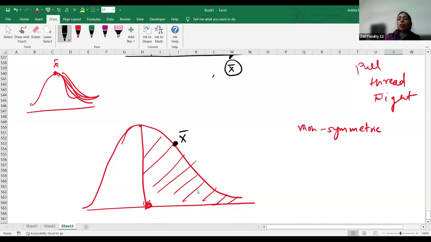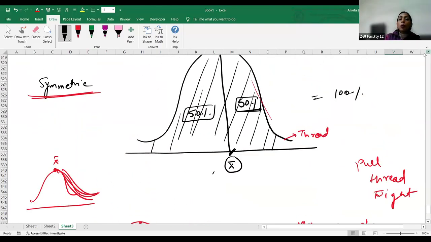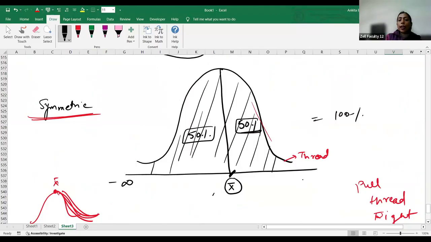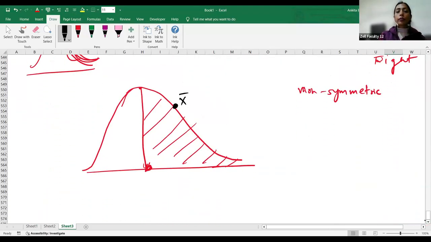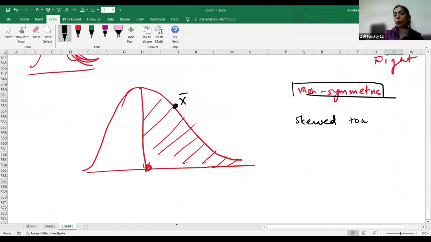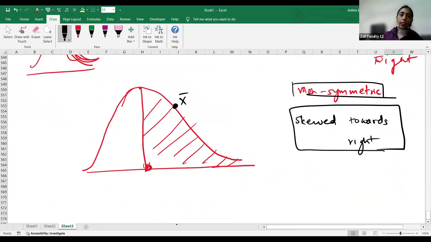Now this normal distribution is quoting values on the number line, and the number line takes any values between negative infinity and positive infinity. So if the distribution has become non-symmetric, it is also known as a skewed distribution. This distribution right now is skewed towards the right.